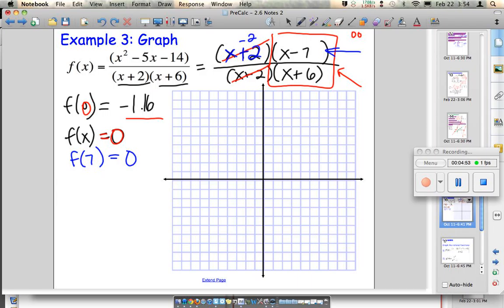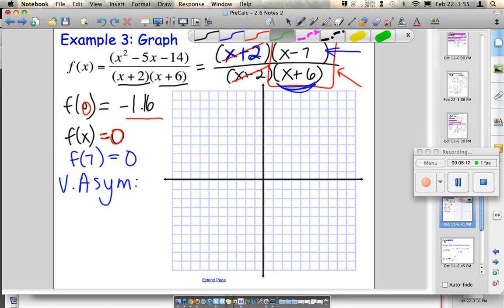We do have some asymptotes. We have vertical asymptotes that occur when the denominator is 0, because that means x cannot be that number. So we have a vertical asymptote that we can see here at -6. So at -6, I'm going to draw in my asymptote for the function.